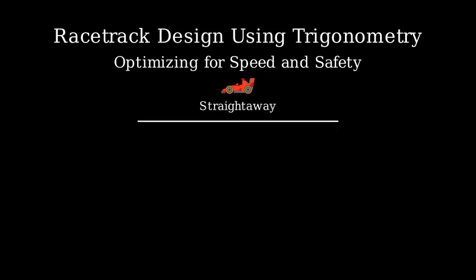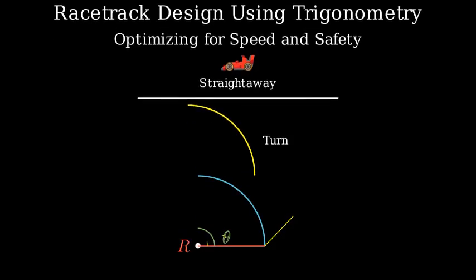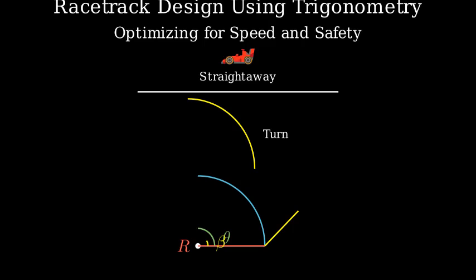The first element is the straightaway, where cars can reach maximum speed. The second key element is the curve or turn, which requires careful design to maintain both speed and safety. When designing a curve, we need to consider three key factors: the radius of the turn, the angle of the turn, and the banking angle.